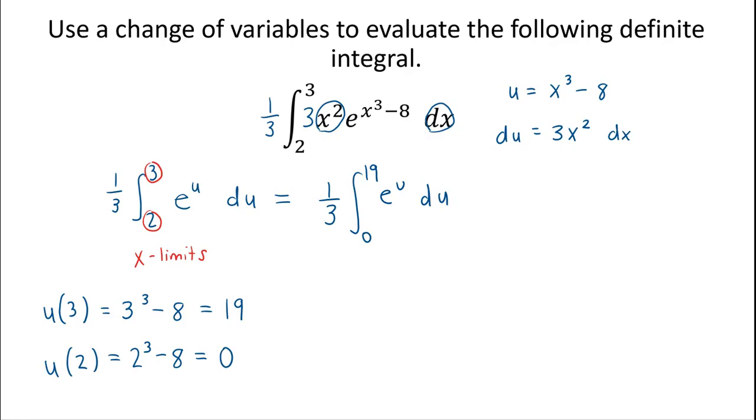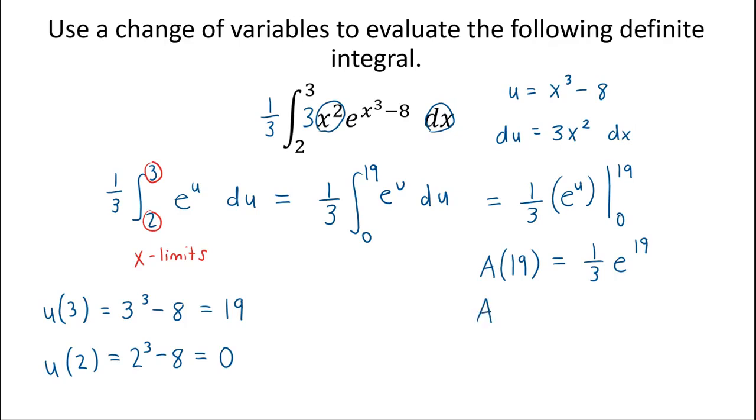Now let's integrate e to the u. The antiderivative of e to the u is just e to the u. So now we have 1/3 times e to the u, and we need to evaluate that from a lower limit of 0 to an upper limit of 19. Let's evaluate this antiderivative function at 19 first. That gives us 1/3 times e to the 19th.